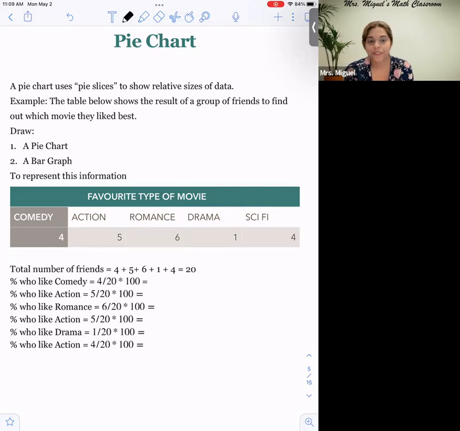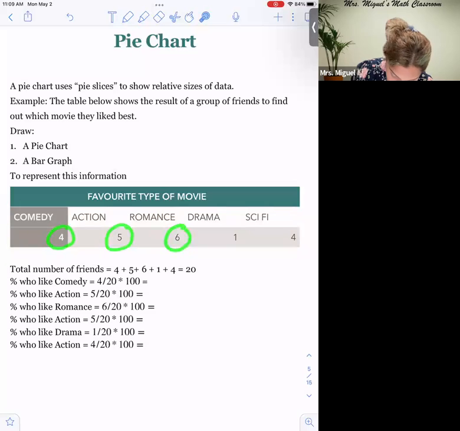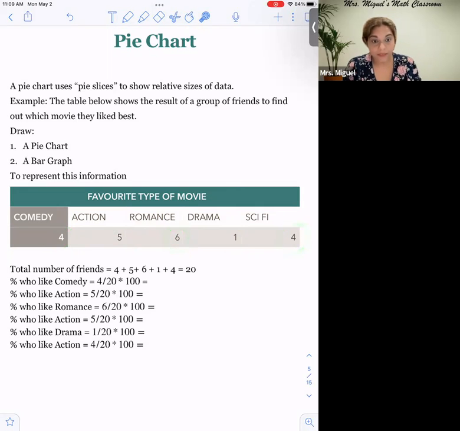So the favorite types of movies are comedies, action, romance, drama, and sci-fi. The total number of friends is what we have to find first. 4 plus 5 plus 6. So 4 plus 5 is 9 and 1 is 10. And 6 and 4 is 10. So in our distribution, we have 20 friends. 4 of the friends like comedy.